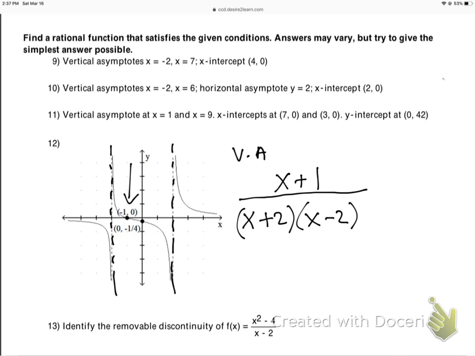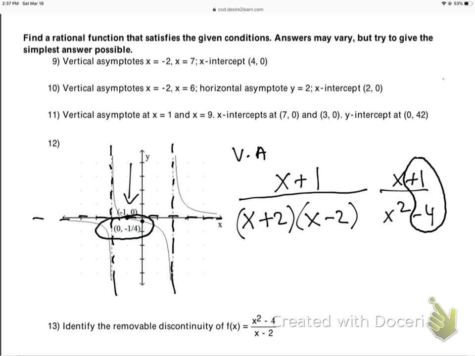Now that looks pretty good because this will give me a horizontal asymptote of 0. Let's do this, x squared minus 4 if I FOIL that. So it's definitely bigger order on the bottom, so y equals 0. That's looking good so far. But do I get this particular y-intercept of negative 1/4? And you know what? I do. Look at that. If x equals 0, that's what I get. So actually, that is fine. That's the answer. That one was not as hard as the previous ones.